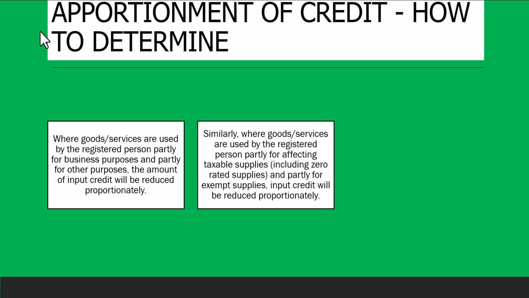Similarly, where goods and services are used by the registered person partly for effecting taxable supplies, including zero-rated supplies, and partly for exempt supplies, input credit will be reduced proportionately. Now, suppose you are selling two products, product A and product B. Product A is totally exempt from GST, and on product B you have to pay GST. Suppose you have 50-50% of your sale of A and B. Whatever input credit is available to you, you can take only 50% of it. The balance you have to reverse. It will not be eligible to you.